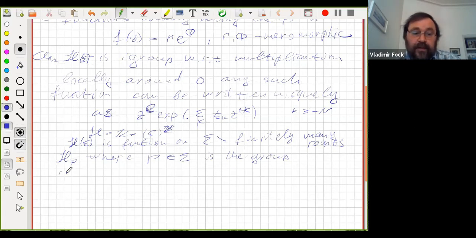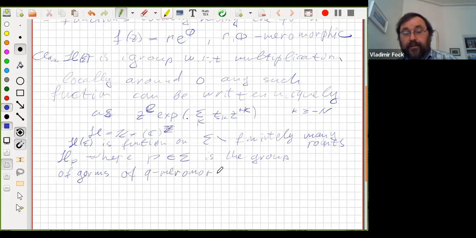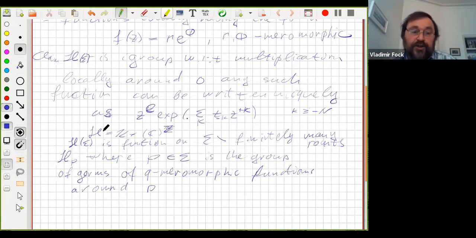H_P is the group of germs of quasi-meromorphic functions around P. So it's just a group, and the coordinates on this group are just h of P. If I describe the germ of a function around the point, it has these numbers as coordinates.